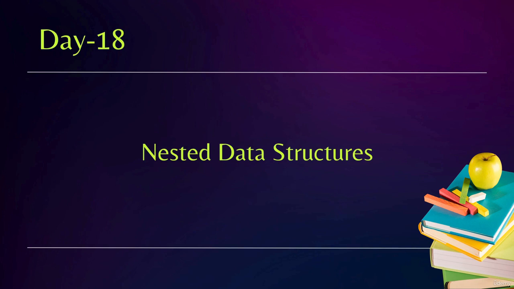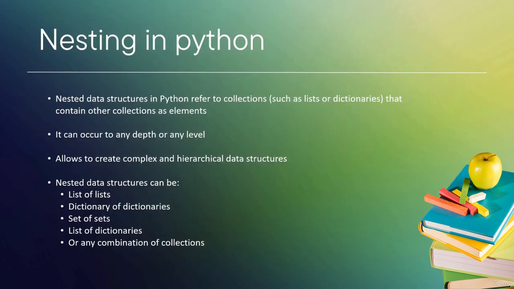So let's start our day. What is nesting? Nesting in Python basically refers to structures that contain other structures. For example, a nested list could have a list within itself, like the first item of a list could be another list in itself. So this is nesting. We've already seen one small example in one of the previous lectures, but we will go into detail. Nesting can occur at any level or any depth.